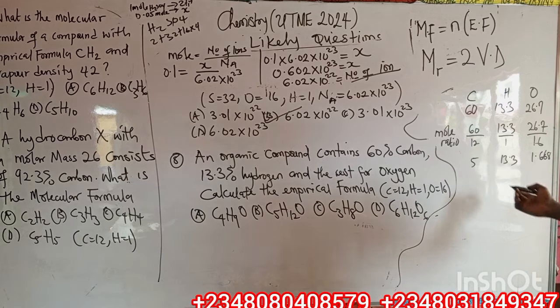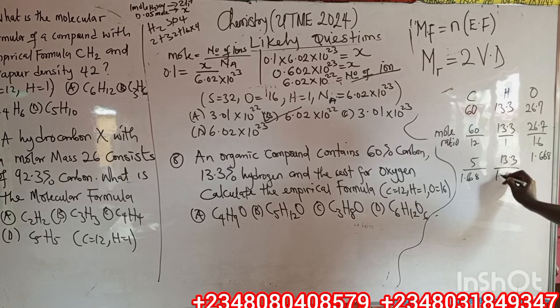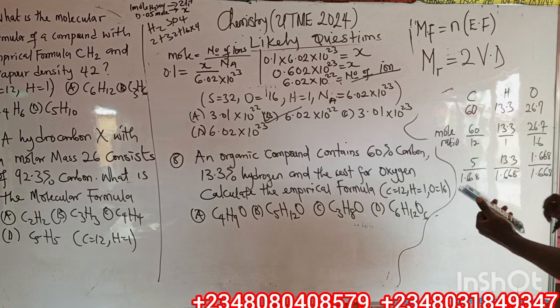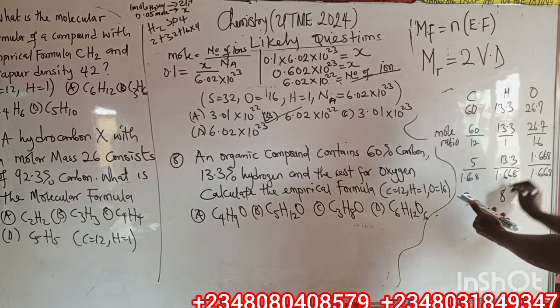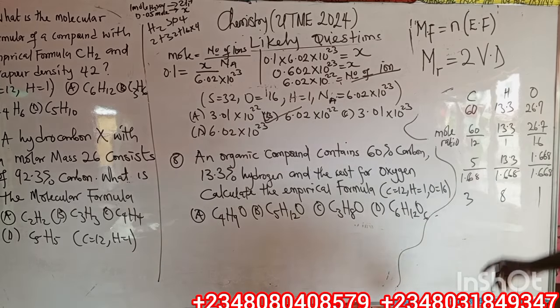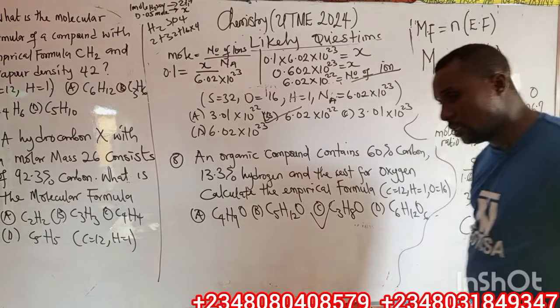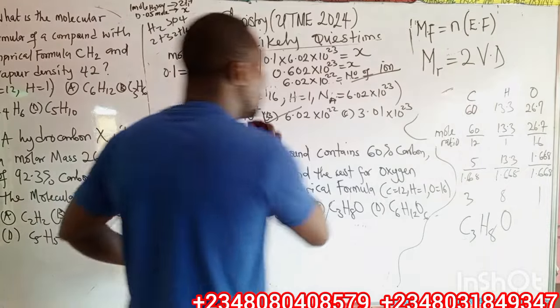Then from here, what will you do? Divide by the smallest mole ratio. Which one is the smallest mole ratio? 1.668. Divide through by the smallest. 5 divided by 1.668 gives you 3. 13.3 divided by 1.668 gives you 8.0 something. Then 1.668 divided by 1.668 gives 1. Therefore, carbon is 3, hydrogen is 8, oxygen is 1. C3H8O, that is option 1. Take note of that. That is the empirical formula. Then we still have more. Let us go to the next question.